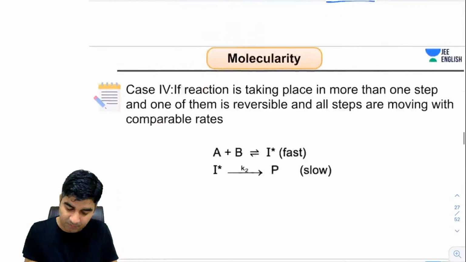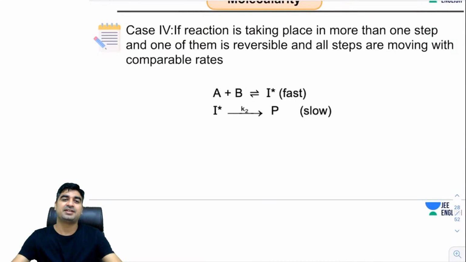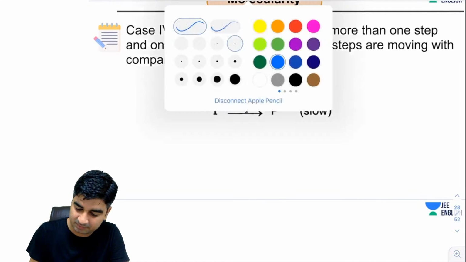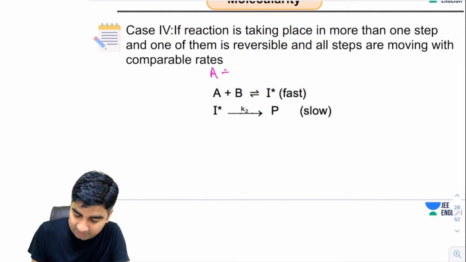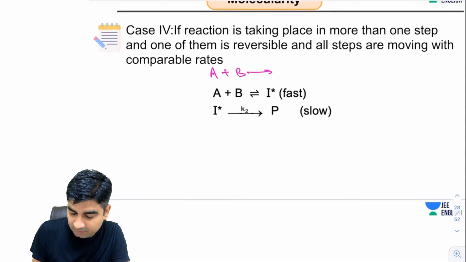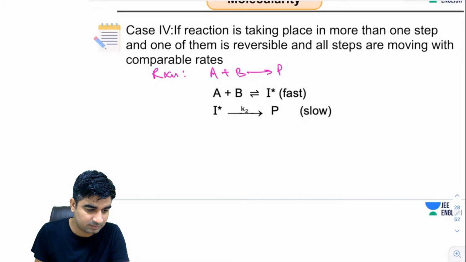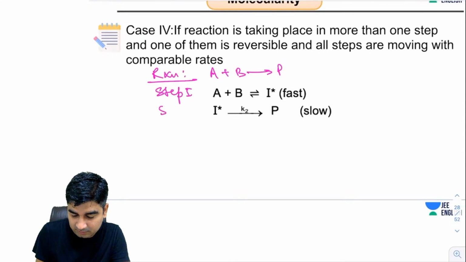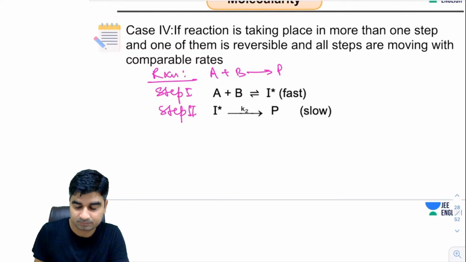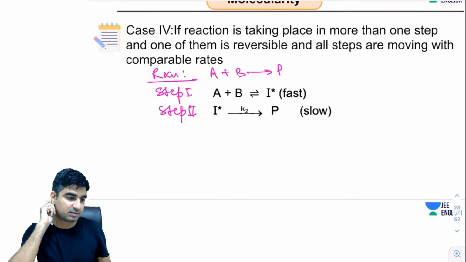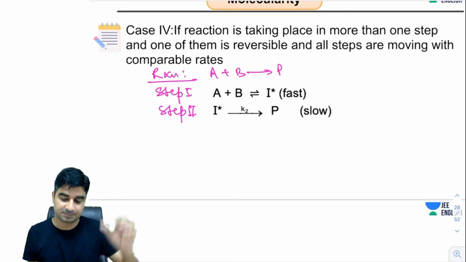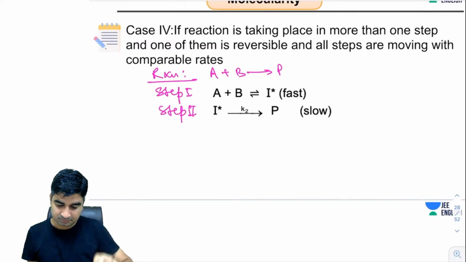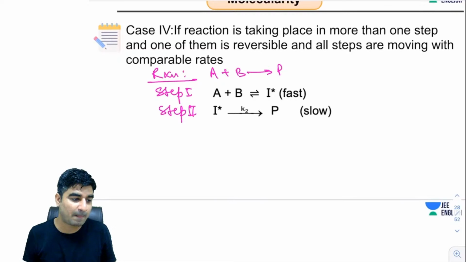Now case number 4, very important. The steady state concept is going to come over here. Here I will get A plus B giving me P. So this is the reaction. This is step 1. This is step 2. Now solve it.